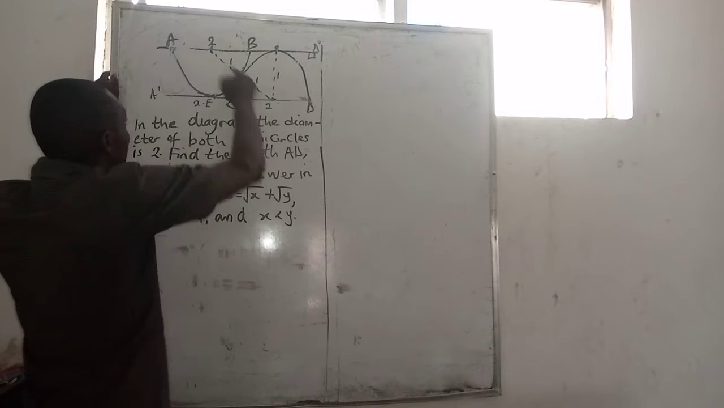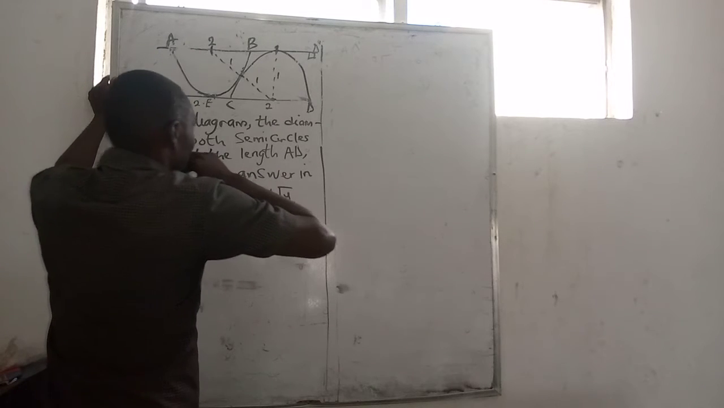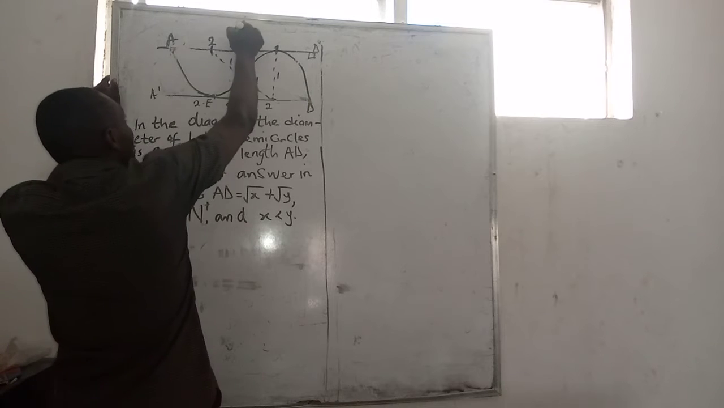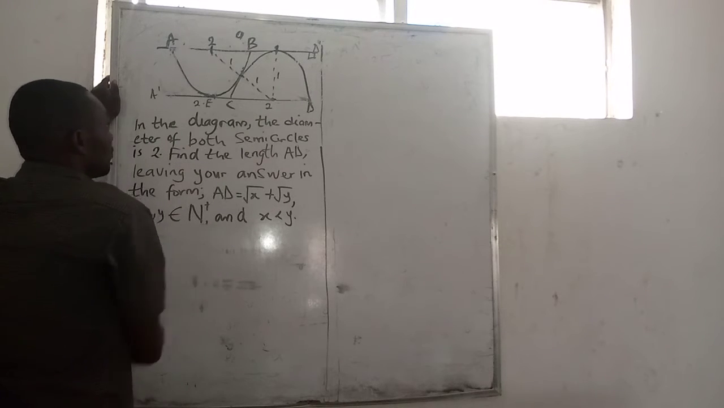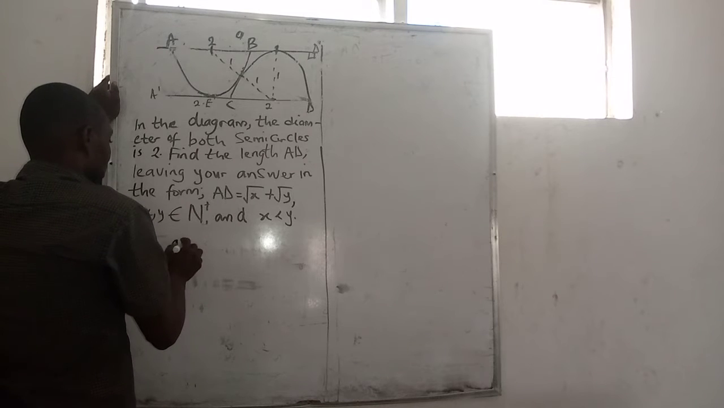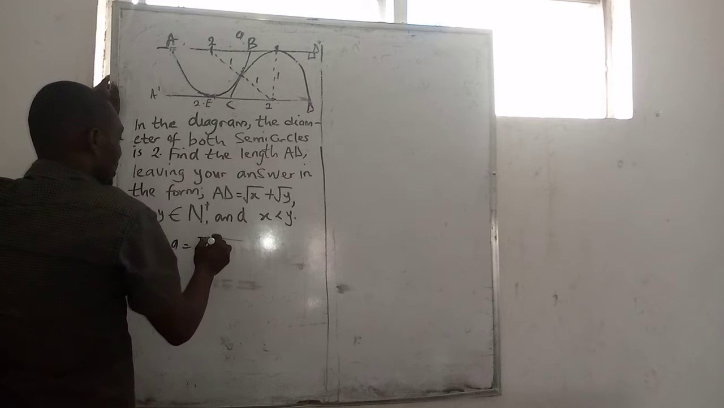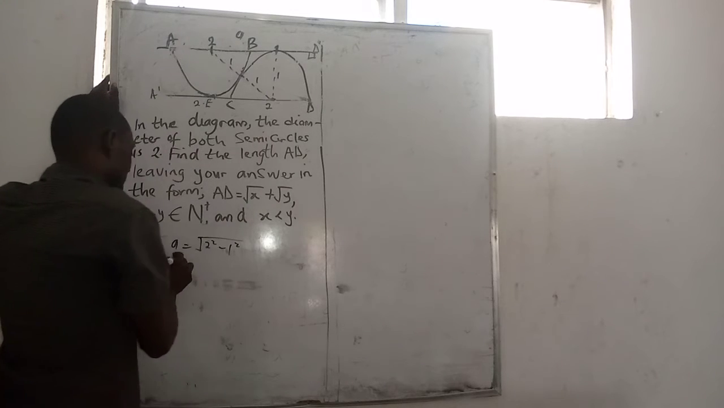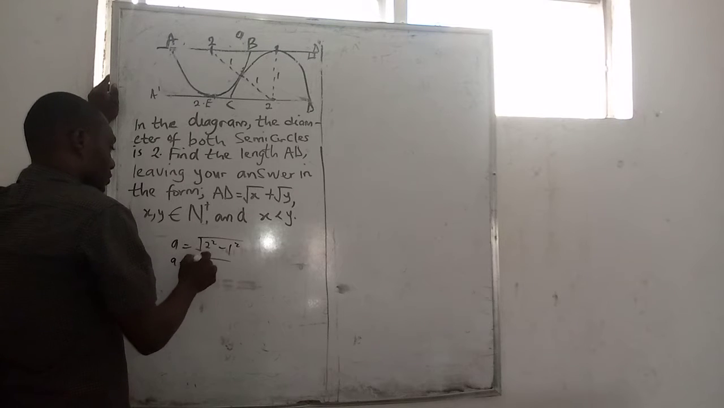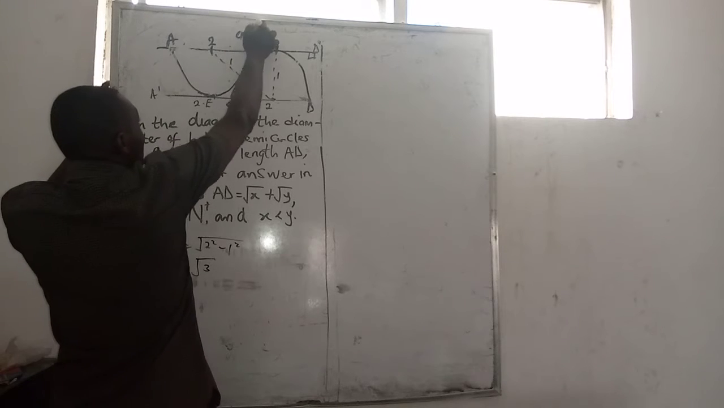So we can look for the length, this and this. So I'm going to use a letter for that. Let me say A. So from Pythagoras I can say A is equal to square root of 2 squared minus 1 squared. So A equals root 4 minus 1, that's 3. So the length of this is root 3.